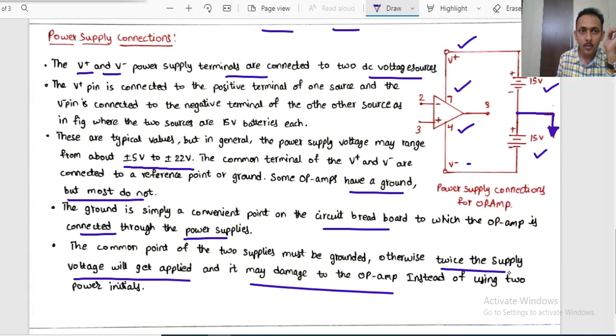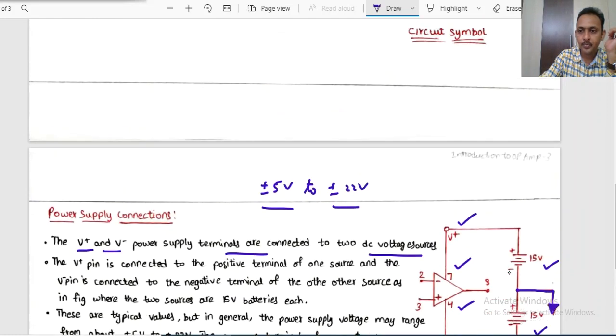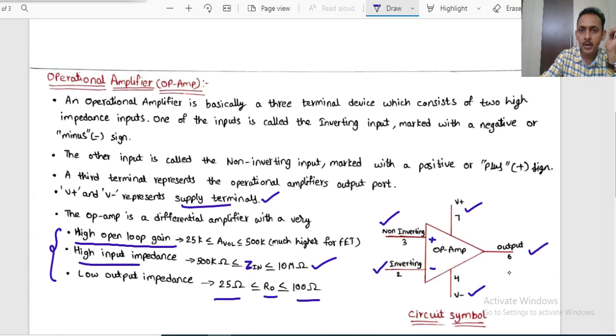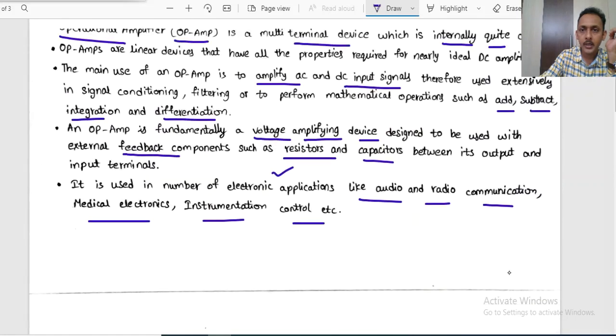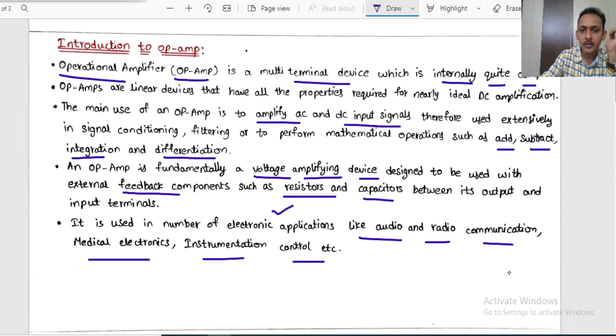So this is all about the power supply connections. This is the pin diagram, circuit symbol and its applications, and all those things are covered.